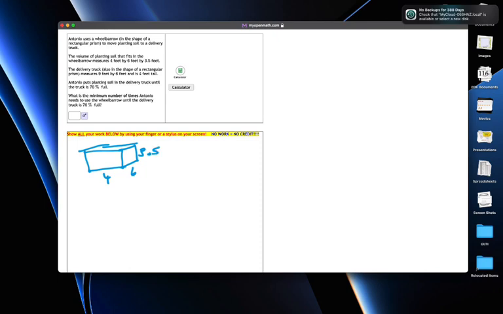That's the wheelbarrow. The delivery truck, also in the shape of a rectangular prism, measures 9 feet by 6 feet by 4 feet. So we've got this large truck, and I know this is not to scale, but the truck, which also would have wheels on the bottom, but that's irrelevant to what we're trying to do here. So 9 feet by 6 feet by 4 feet. Antonio puts planting soil in the delivery truck until it is only 70% full. So we're only going to fill that truck. And remember, this is the truck. This is the wheelbarrow.